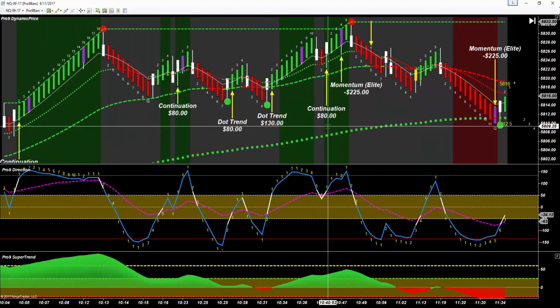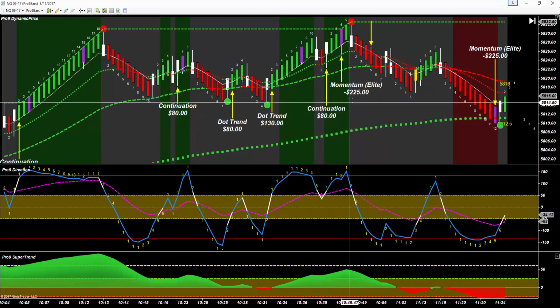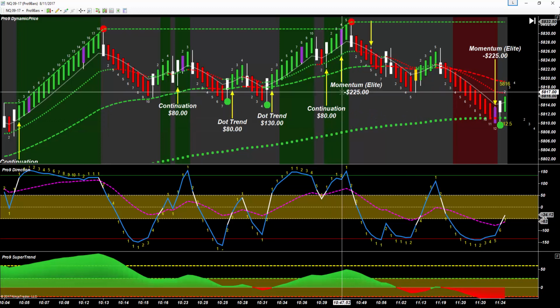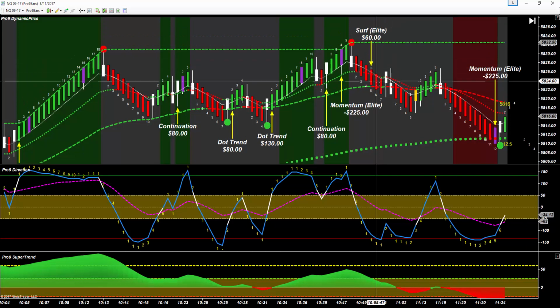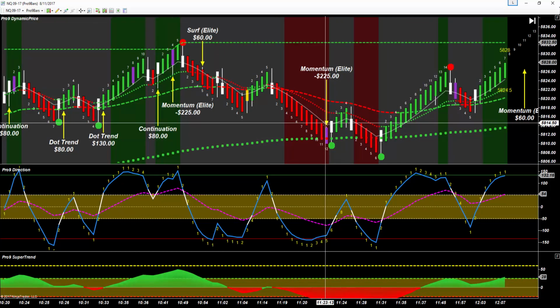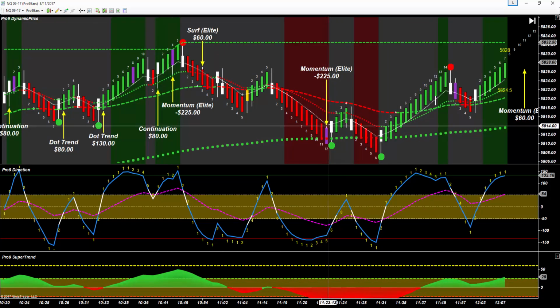Then we have a continuation long, just hitting profit target, followed by a momentum that doesn't quite make it and goes against us, followed by a surf short. This one just hits profit target. Now we do have a questionable momentum entry. It was past the 200 enough to enter it, and this one unfortunately goes against us.